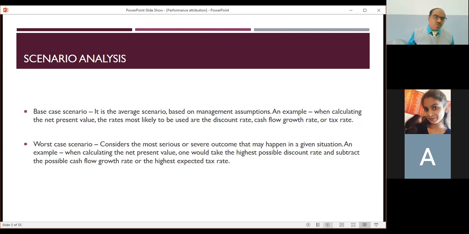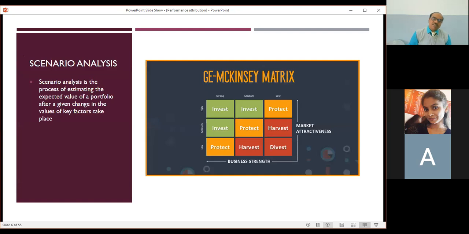Very good one: calculating the net present value. The rates most likely to be used are discount rates. It is based upon the management assumption that we will gain a very good net present value. Worst scenario is the reverse. What is the minus net present value? How much minus will go? That is the highest possible discount rate we will use and find out. That is the best and worst. Usually in softwares, it will be easily mentioned.